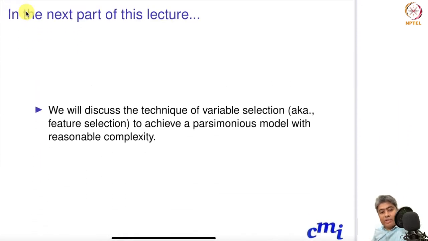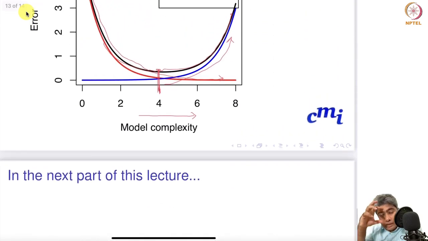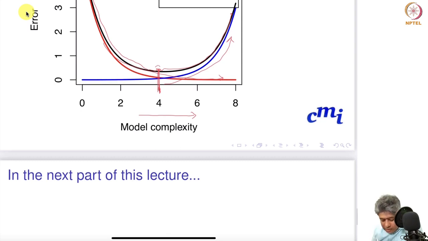I'll stop here. In the next video, we will discuss the technique of variable selection, also known as feature selection, to achieve a parsimonious model with reasonable complexity. Instead of using all the features and all the possible engineered features, we'll drop some of them and come up with a reasonable number of features in the model, and try to arrive at a parsimonious level somewhere here where the mean square error is minimum, and bias and variance are at a controlled level, not too high, not too low.